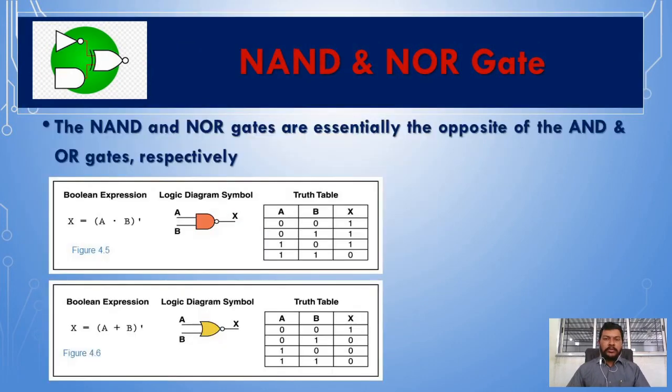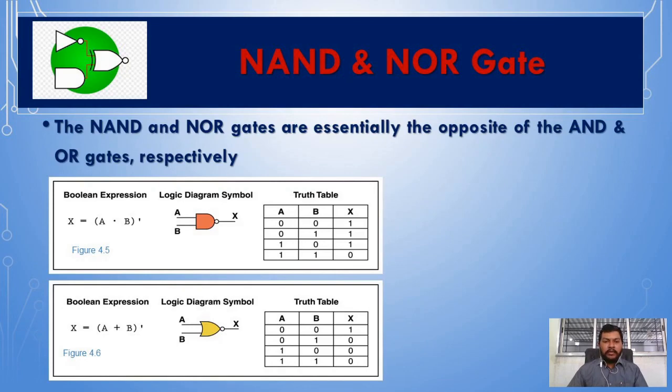So, the last two types of gates are NAND and NOR gates. These are also called universal gates. In the coming lecture we are going to study these two in detail. The NAND and NOR gates are essentially the opposite of AND and OR gates respectively. So, the Boolean expression is the same as the AND gate except for this complement. We are having X equal to A dot B complement. The symbol of the NAND gate is also similar to the AND gate, just a bubble is added. So, AND gate plus NOT gate will give you a NAND gate.